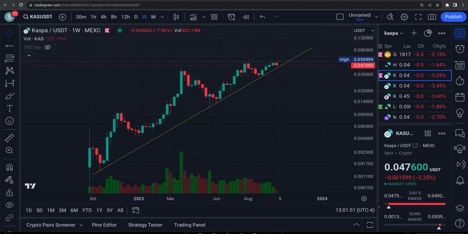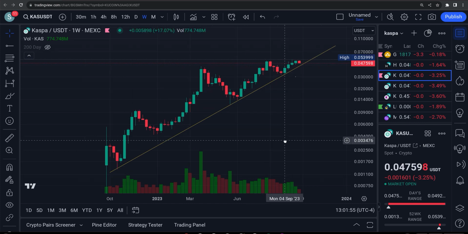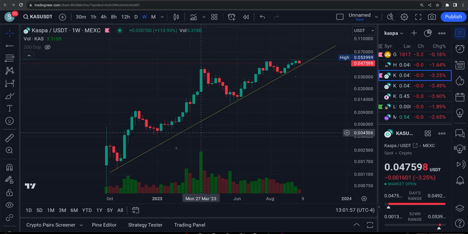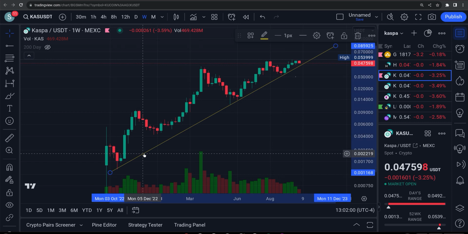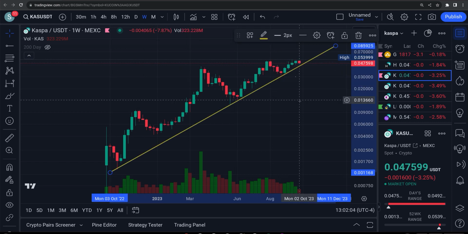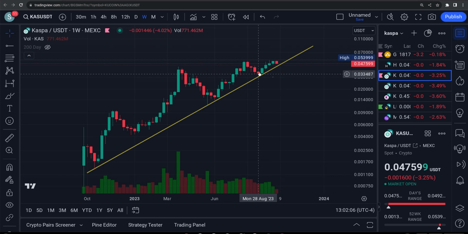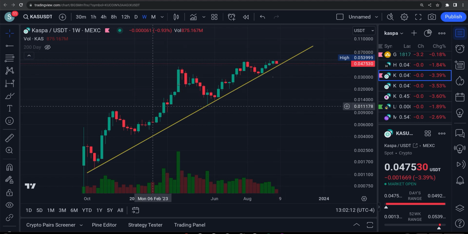Kaspa here. This is on a logarithmic chart. I like to use these with the fib extensions and stuff. You can see this support line, this yellow line right up through here. It's pretty important we hold that. You can see how close we're coming to touching this line right here. It kind of almost looks like we're losing momentum here.